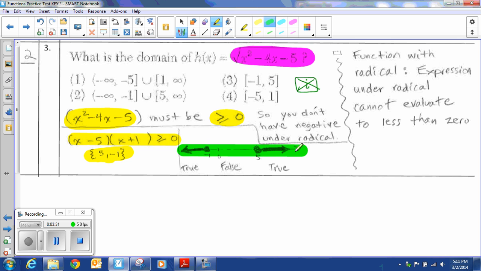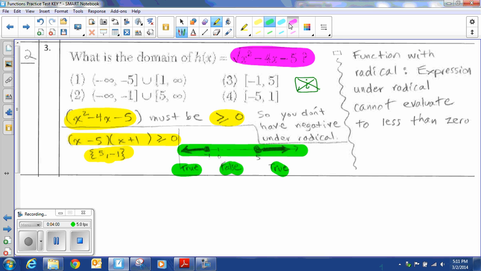You put it on the number line, and when you plug in, say, 0, you end up with negative 5 times 1, which is negative 5. Now, is that greater than or equal to 0? No, it's not. So we end up with false in the middle, and that means the left side, everything negative 1 and less, is true, and the right side, everything 5 and greater, is also true. So your answer is option 2.